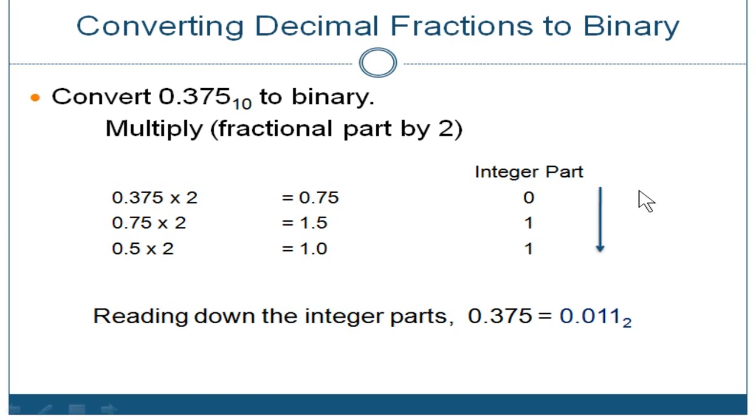Now you have to write it in top to bottom order, that is 0 1 1. So reading down the integer parts, the binary equivalent of 0.375 is 0.011. So you have to write it as it is and then write the base 2. This is the way you will convert a decimal fraction to binary.